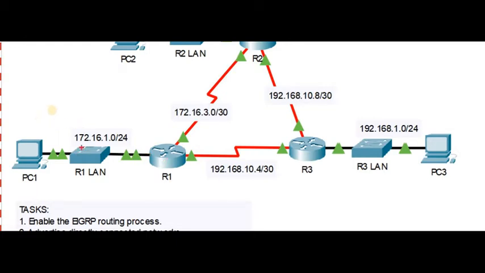Directly connected networks are the networks that have a physical connection with R1. So obviously we have 1. Okay, we also have this one, 2. And then this one you have 3. So these are 3 directly connected networks to R1.